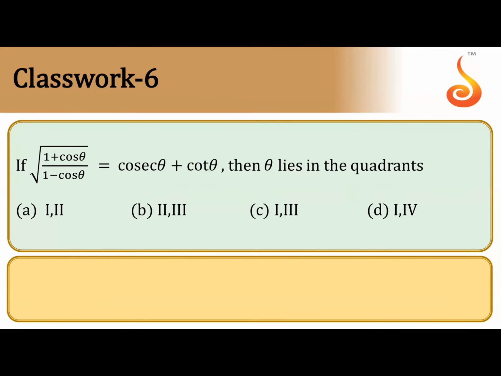This is like a CET question only. Root over (1 plus cos by 1 minus cos) is cosec plus cot. Then theta lies in what quadrants? Theta lies in what quadrants?